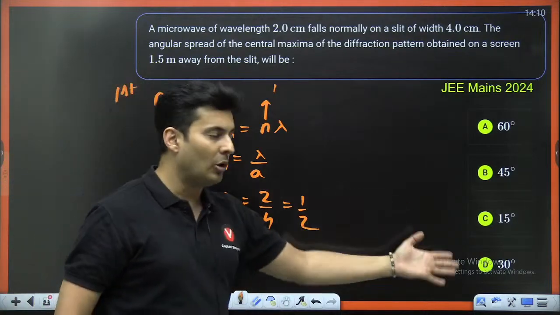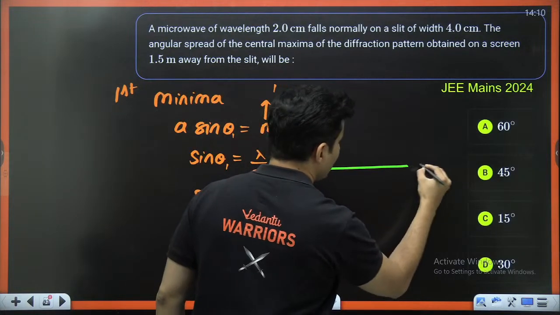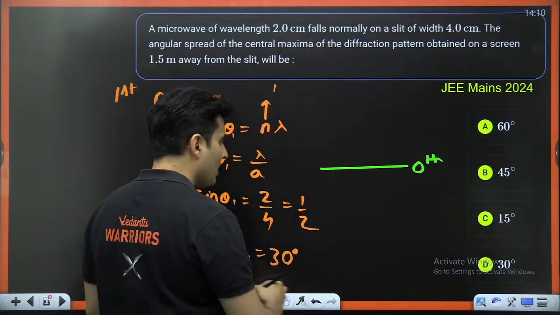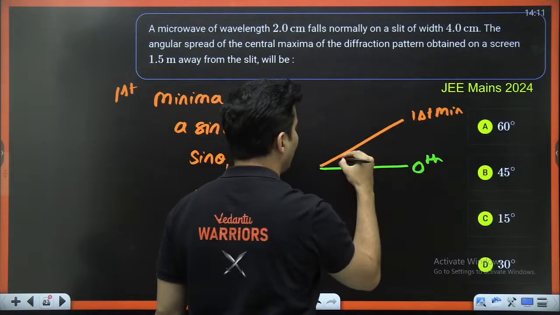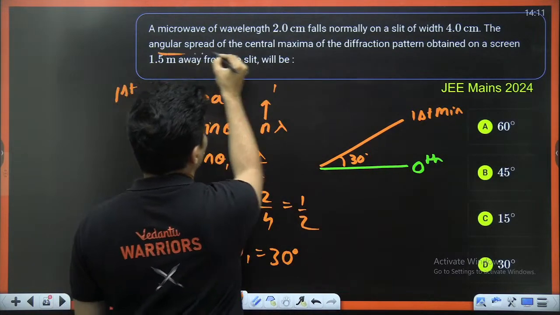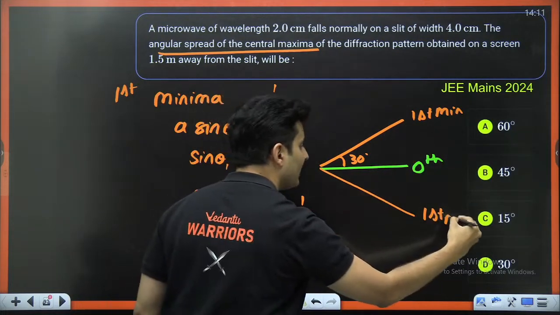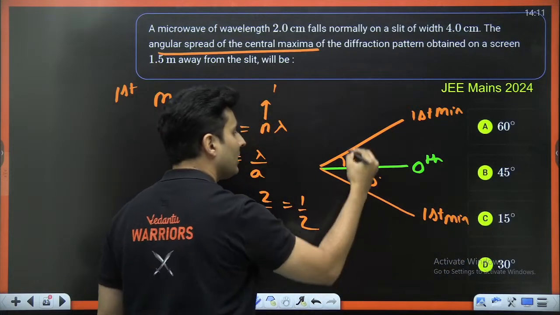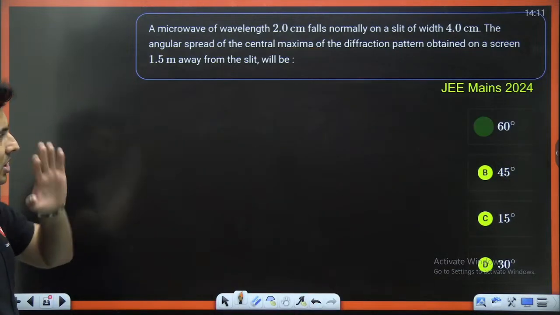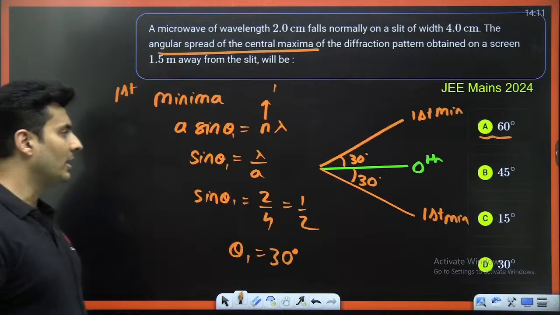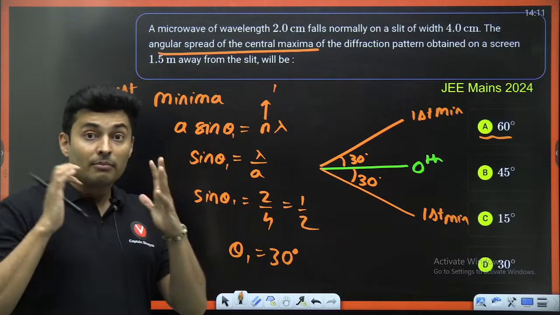Immediately you might mark option D as the answer, but that is not the answer. Be careful, because the 0th maxima is here, and the first minima is over here at an angle of 30 degrees. For the central maxima, you have to consider the first minima on this side and the first minima on the other side. So the total angle you will consider will be 60 degrees. That is the total width. Option A should be correct. Is that clear, my dear students? Very good. Be careful.